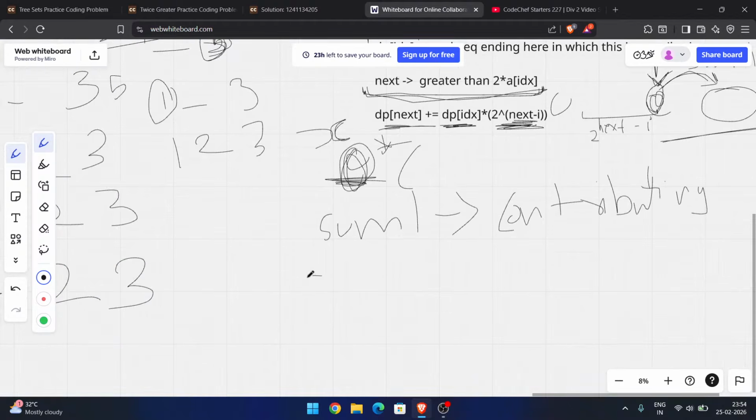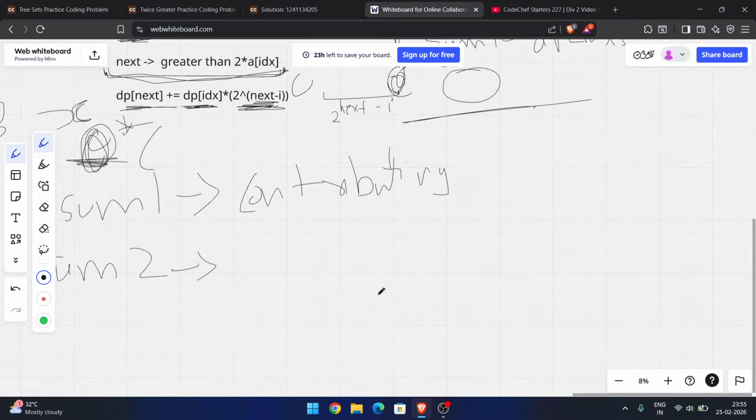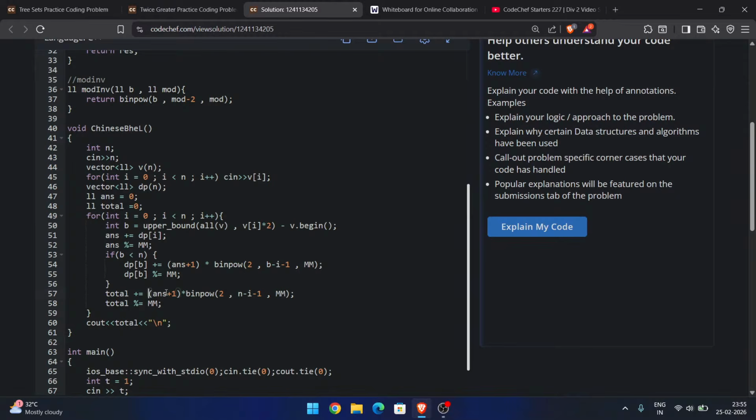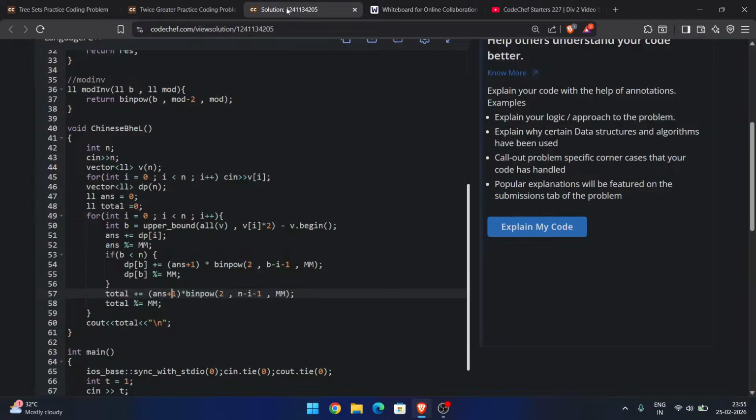Okay. And what is sum 2? Sum 2, you can say it as all the sub-arrays in which this number is not contributing towards the answer. Okay, we can say that. So that would be 2 to the power, as I showed. So answer is all the subsequences till here plus 1, into 2 to the power. This plus 1 is because we can add this element also. So if we are adding this 2, that would also increase our answer.